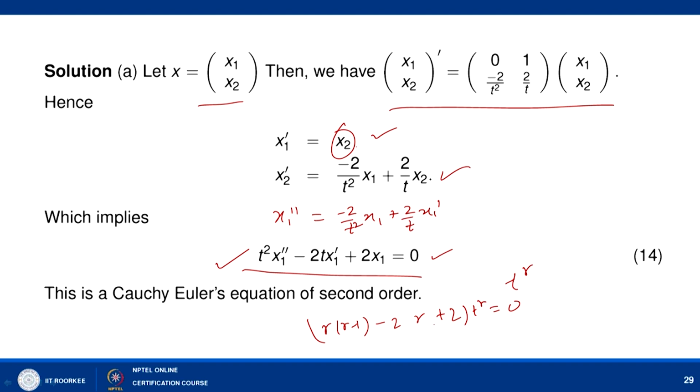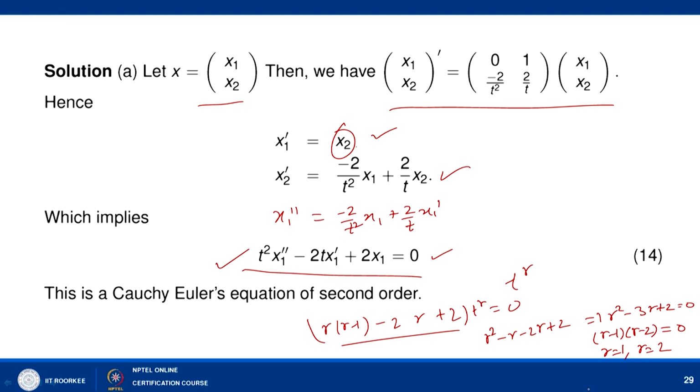So, it means that this has to be 0, and if you simplify, it is r square minus r minus 2r plus 2, and this is r square minus 3r plus 2 equal to 0, and we can simply say that it is (r minus 1) into (r minus 2) equal to 0. So, we can find out the roots of this equation, which is known as the initial equation, and the roots are written as r equal to 1 and r equal to 2.